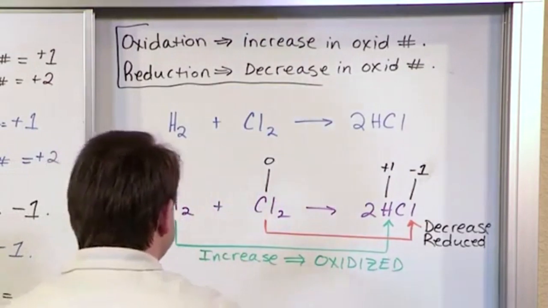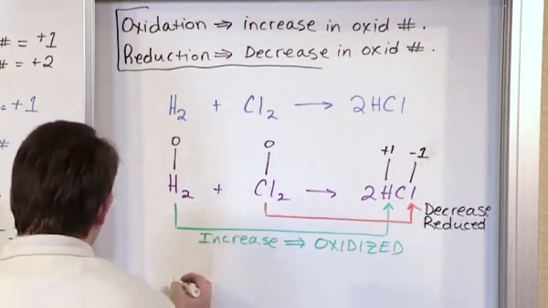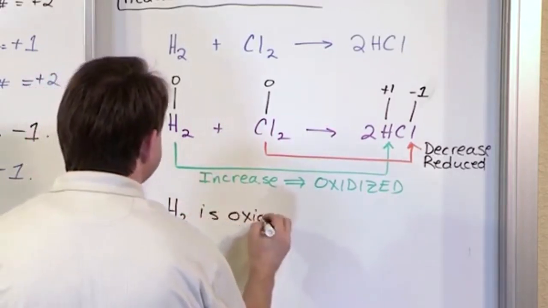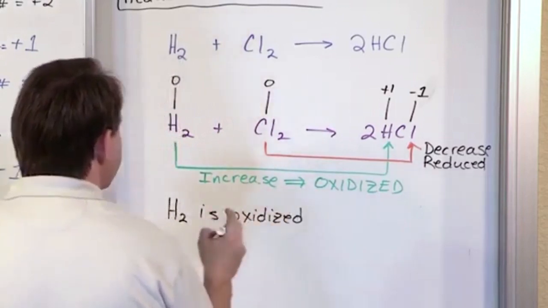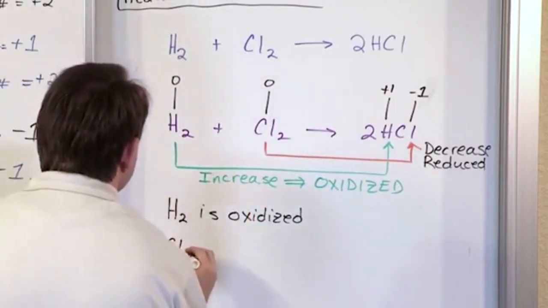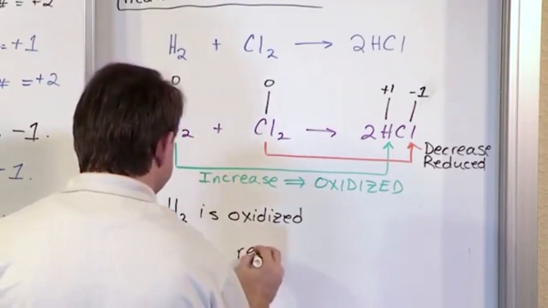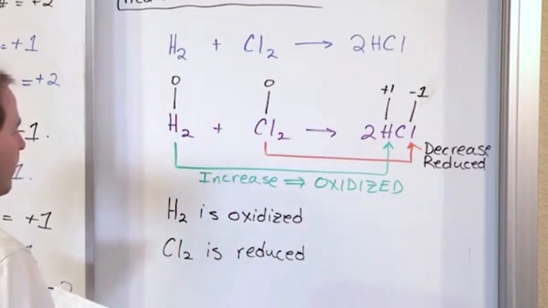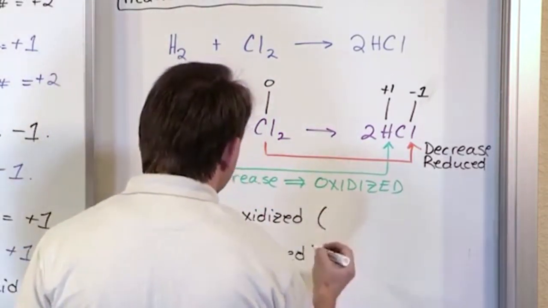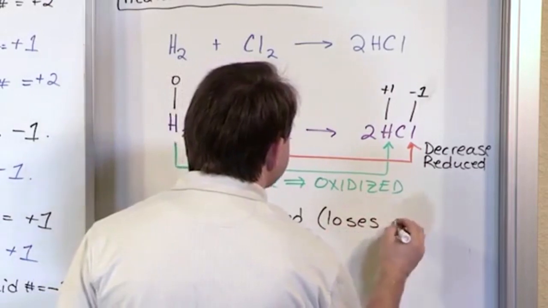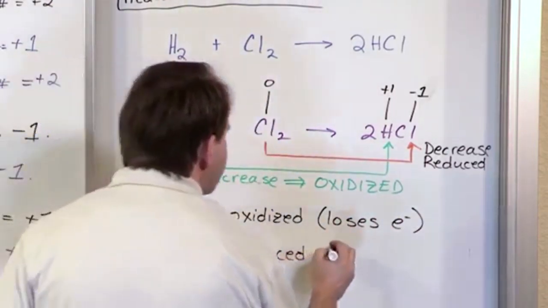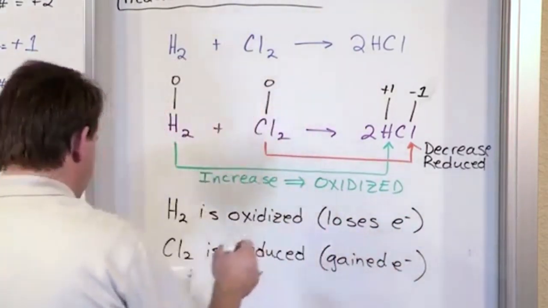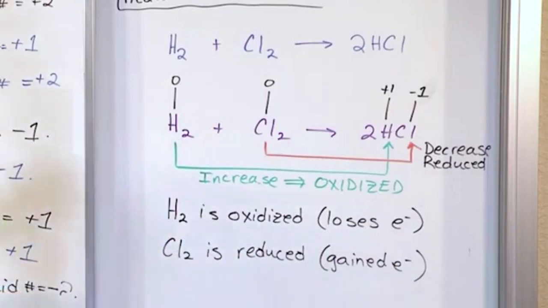So just to spell it out, we'll just put it on like you would say on your paper. You would say hydrogen, H2, is oxidized. And we know it's oxidized because its oxidation number increased. Cl2 is reduced. Now these definitions, based on what we're doing here, is no different than what we've learned before. Because H2 is oxidized, we know that it loses electrons. And because chlorine is reduced, we know that it has gained electrons. So this gain and loss of electrons is exactly the same thing that we learned before.